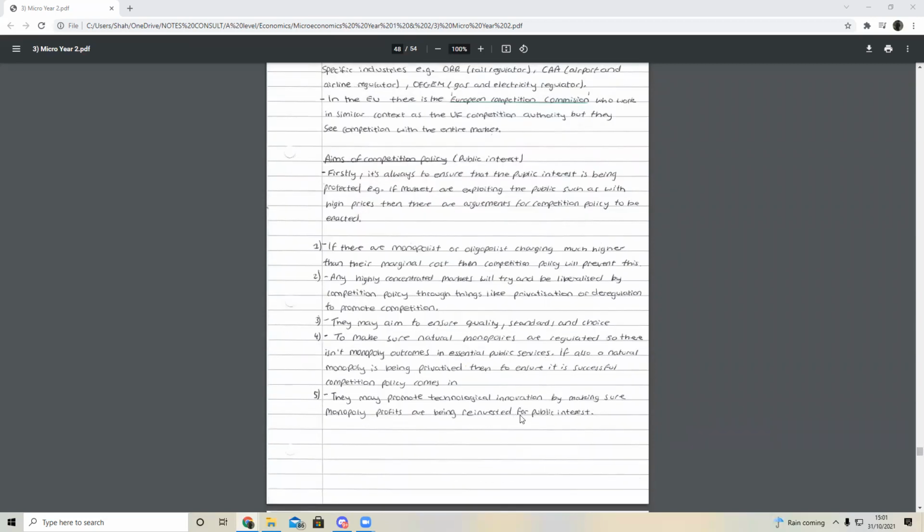They may promote technological innovation by making sure monopoly profits are being reinvested for public interest.